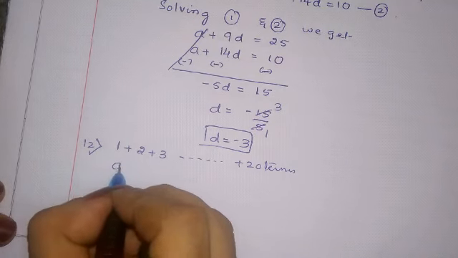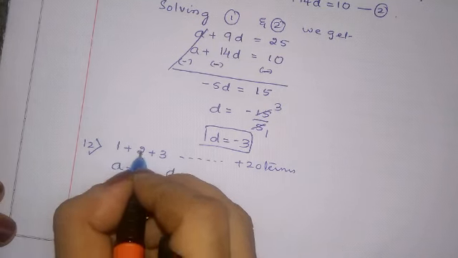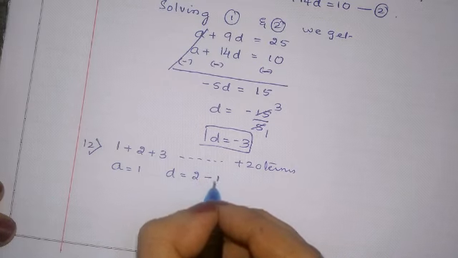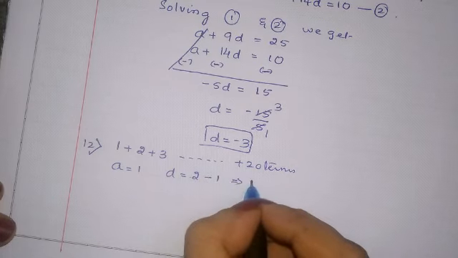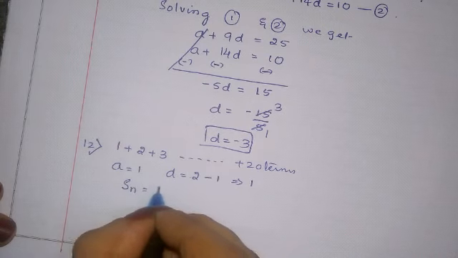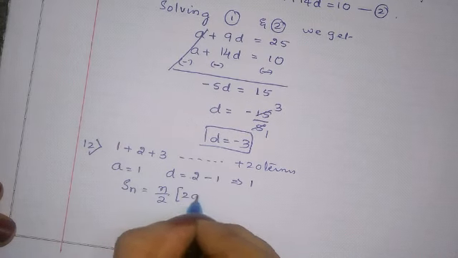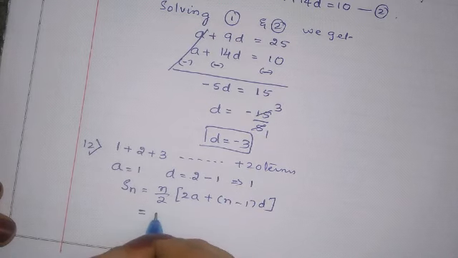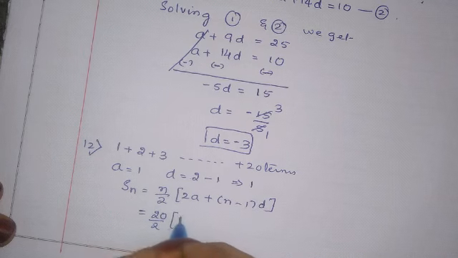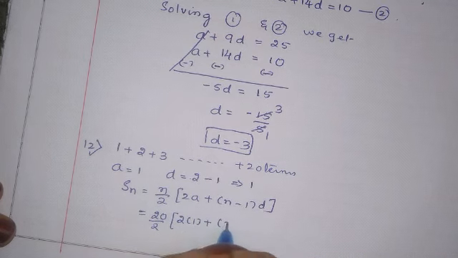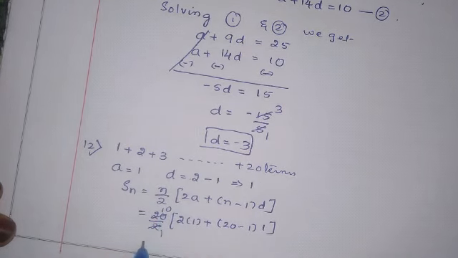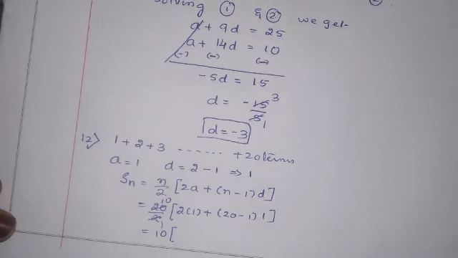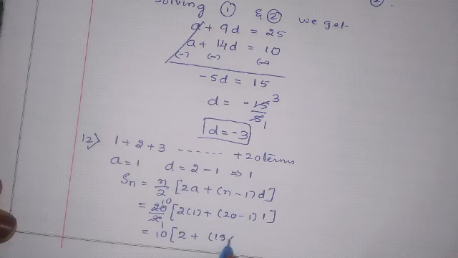Okay, A is equal to 1, D is equal to 2 minus 1, that is nothing but 1. So the SN formula is n by 2 times 2A plus n minus 1 D. So 20 by 2, 2 into 1 plus 20 minus 1 into 1. 10 into 2 ones are 2 plus 19 into 1.